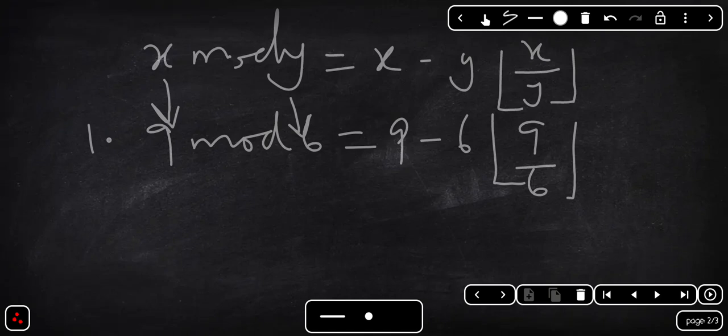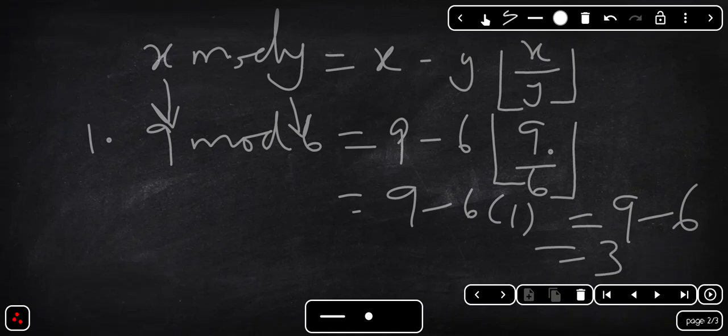If you find 9 over 6 in decimal form, that should be 1 point something, because we can only see 6 just once in 9, and it will remain 3. So the floor function of 9 over 6 is 1. So we are going to have 9 minus 6 multiplied by 1. That will be 6 times 1, that's 6, and 9 minus 6 is equal to 3. Very simple and straightforward. So 9 mod 6 is 3.